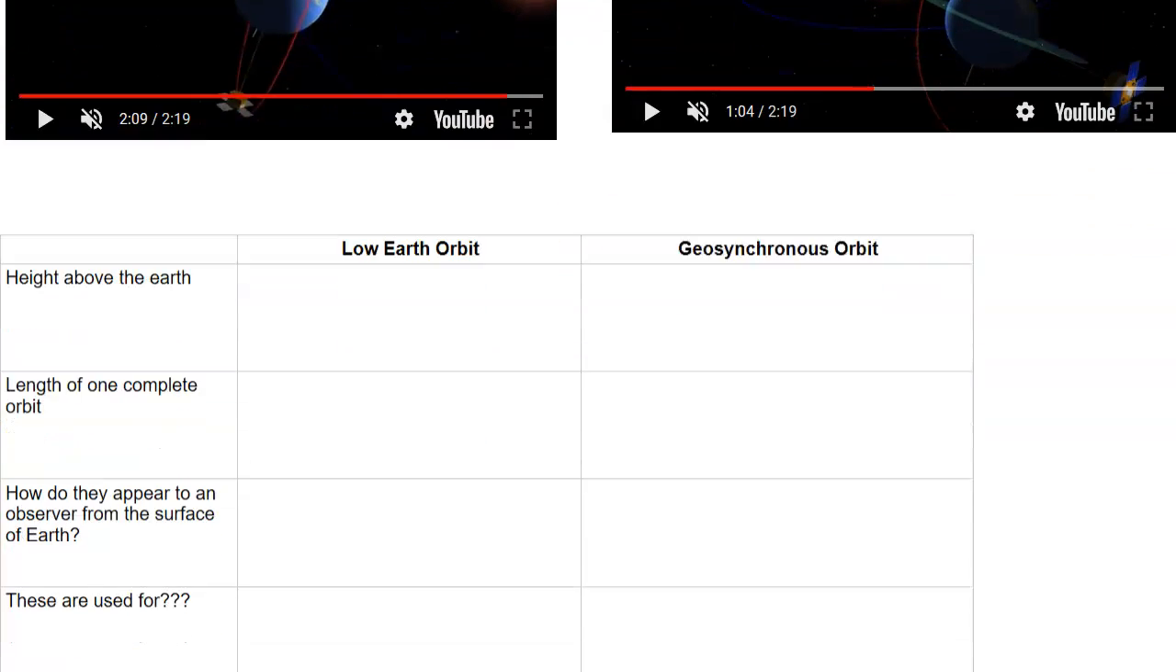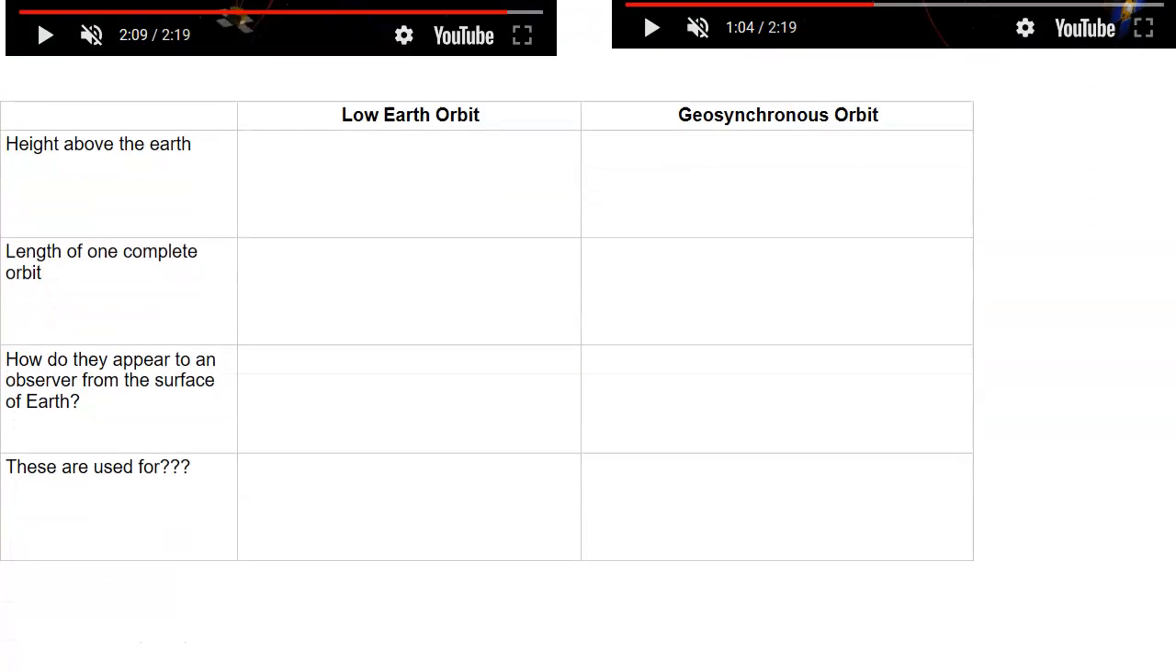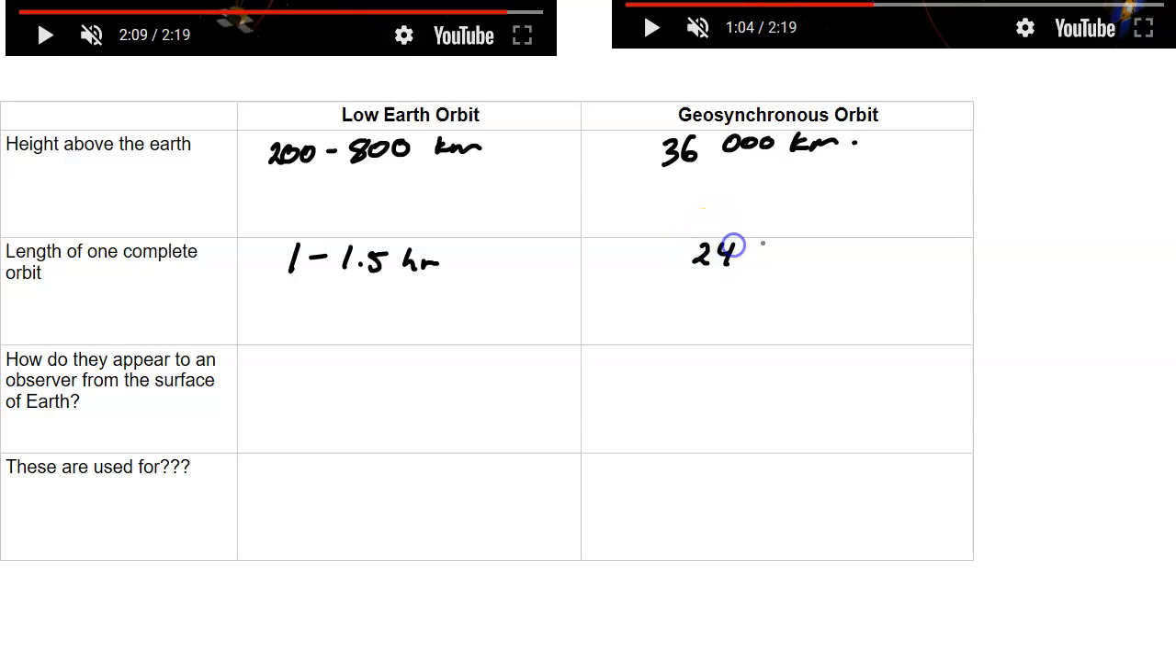Okay, so the low Earth orbits typically sit somewhere between 200 and 800 kilometers above the surface of the Earth, but geosynchronous are at 36,000 kilometers above the Earth. Now, the length of one orbit for a low Earth satellite will typically be between 1 to 1.5 hours, whereas a geosynchronous takes 24 hours.